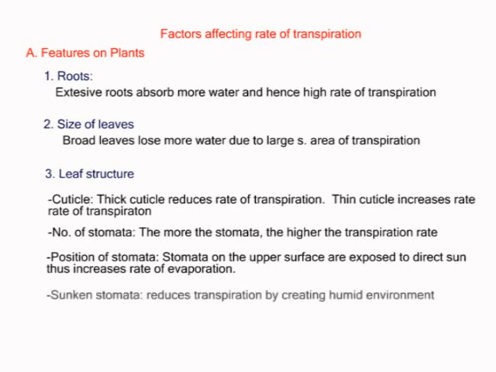Next, sunken stomata. When stomata are sunken, water vapor accumulates in the substomatal spaces. The water vapor is not exposed to moving air, and thus the rate of transpiration is reduced and the leaf loses less water. Large air spaces between cells of the spongy mesophyll and stomata, called the substomatal air spaces, increase the rate of transpiration. Small substomatal air spaces reduce the rate of transpiration.